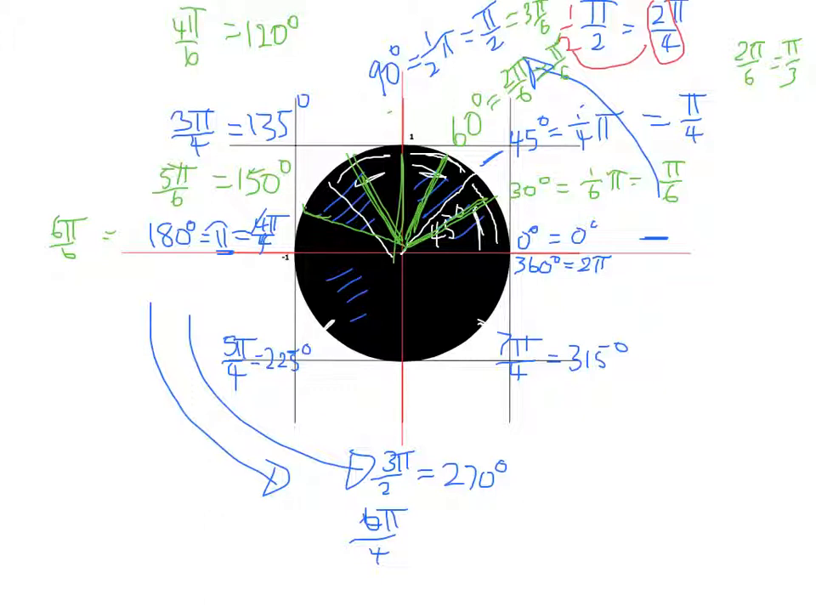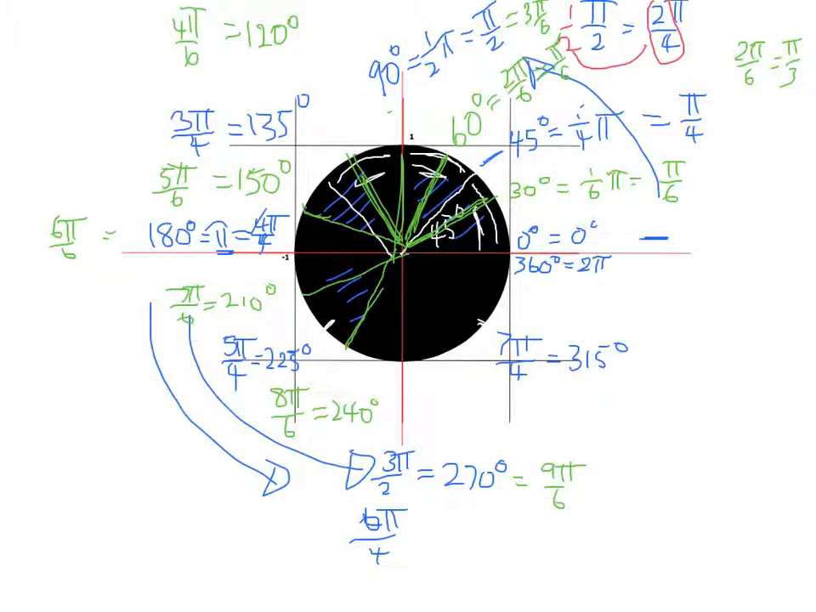And we can keep going around down below here. So we've got 7 pi over 6. That's equal to 180 plus 30, not equal to 30. 180 plus 30 is 210 degrees. Come around down to here. That's 8 pi over 6, which is equal to 210 plus 30, is 240 degrees. And then we come around to 9 pi over 6.